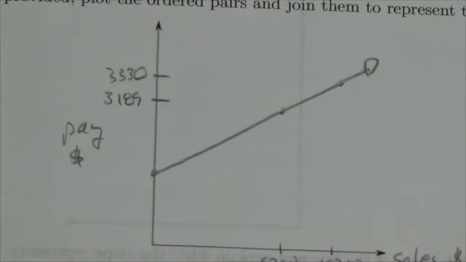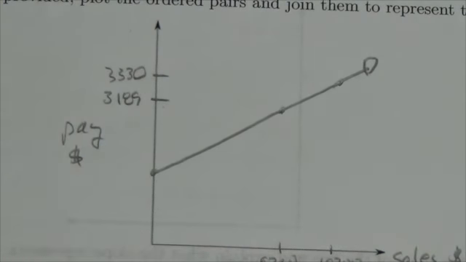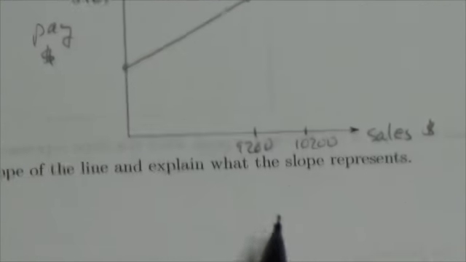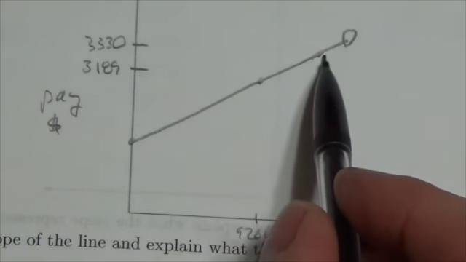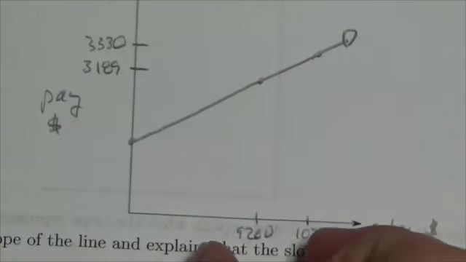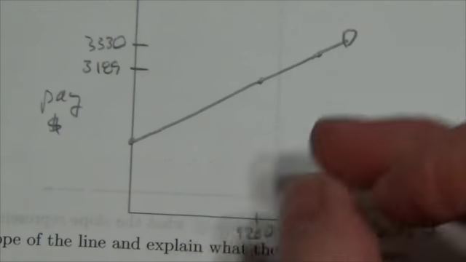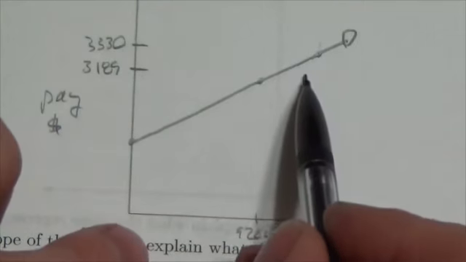And so if we connect these dots, it's going to look something like that. All we want here is some representation of this data. This is how much she gets paid, and this is how much she sells. Notice that the points are quite a bit further apart here than they are here.